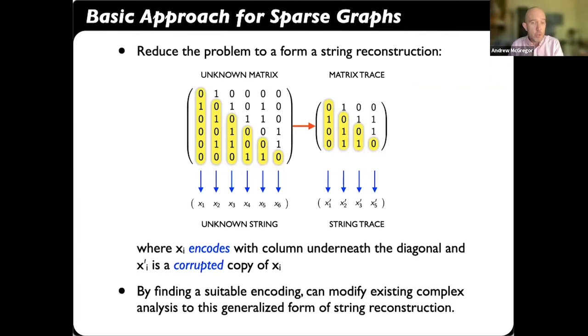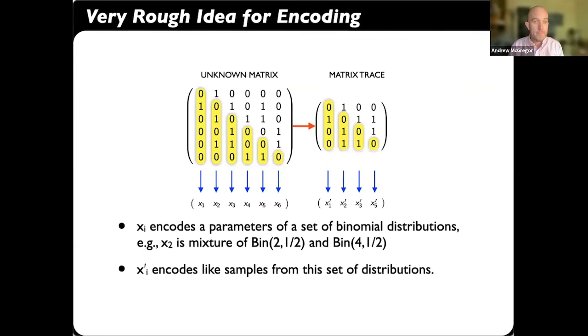And if we find a suitable encoding, and that encoding is going to be based on results about distinguishing distributions by looking at different moments, and basically appealing to the process that we can leverage because it's a low arboricity graph, then we get our result. Okay. So this encoding is going to relate to binomial distributions. Say x2, which has a 1 in the second parameter and the third and the 4th parameter, is going to be an encoding of the fact that we've got a mixture of a binomial 2,5 and binomial 4,5 distribution.